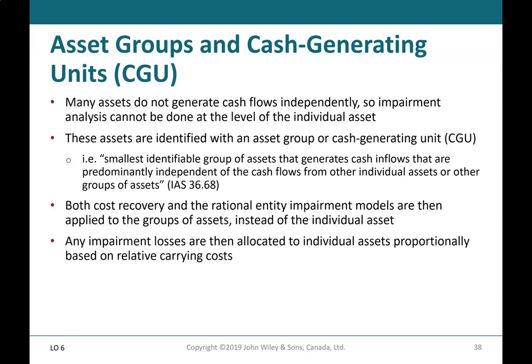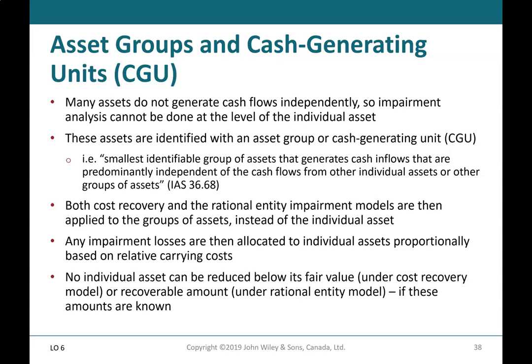Any impairment losses are then allocated to individual assets proportionally based on relative carrying costs. No individual asset can be reduced below its fair value under the cost recovery model or recoverable amount under the rational entity model if these amounts are known.